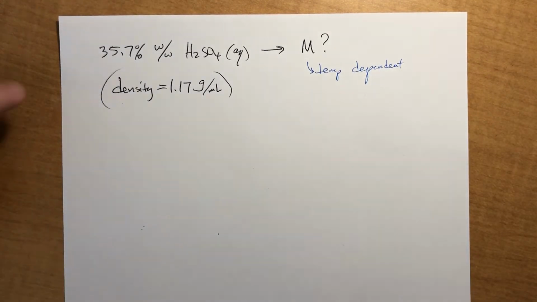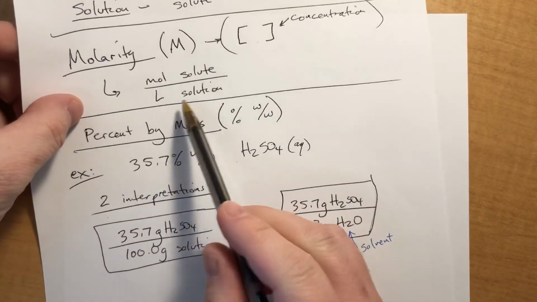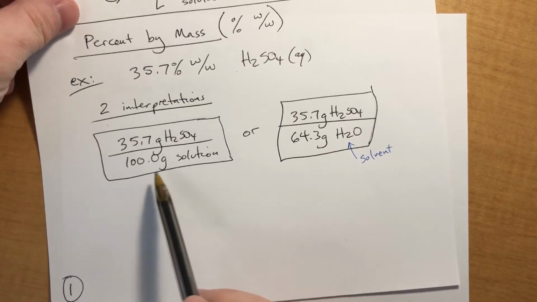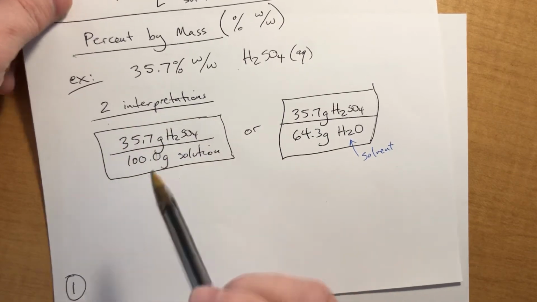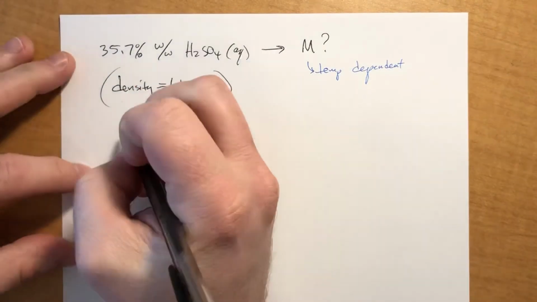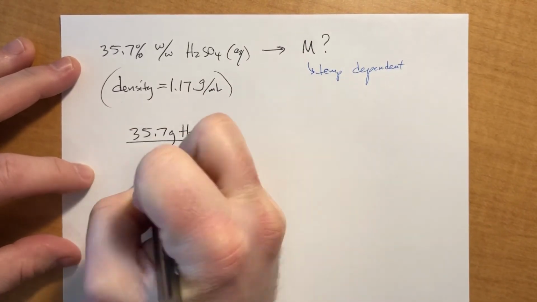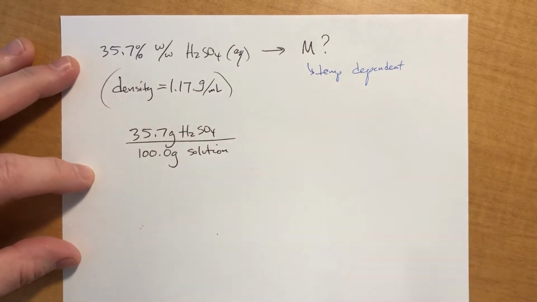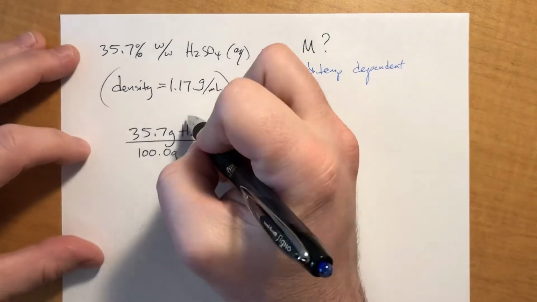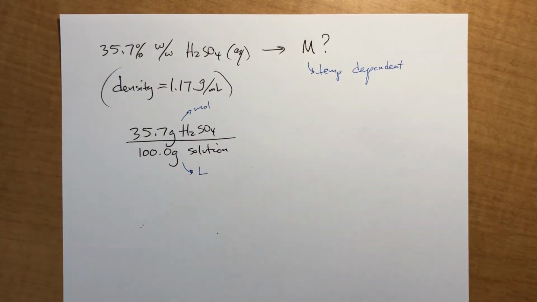So, in terms of how to interpret this, molarity has volume of solution on the bottom, so the interpretation that is in terms of mass of solution on the bottom is the most logical plan. So we're going to start with this interpretation. We have 35.7 grams of H2SO4 divided by 100.0 grams of solution. Essentially we're just doing a unit conversion. We need this converted to moles and this converted to liters. We're doing 2 unit conversions at the same time, but it's still just a unit conversion.